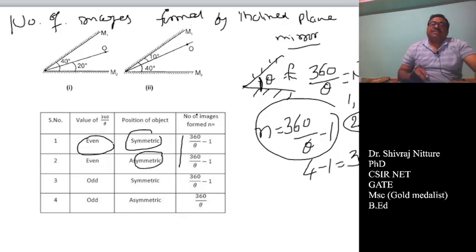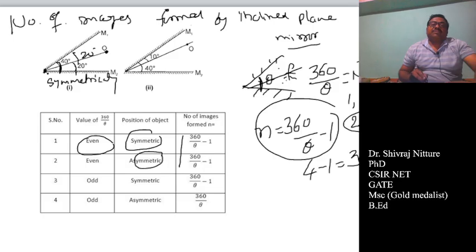Symmetric or anti-symmetric means this object may be placed anywhere, on the equal bisector or anywhere. In this diagram it is given. If this is the point of the object, and this line joins the origin and divides this total angle equally, 20 degrees and 20 degrees, this is called symmetrically placed.